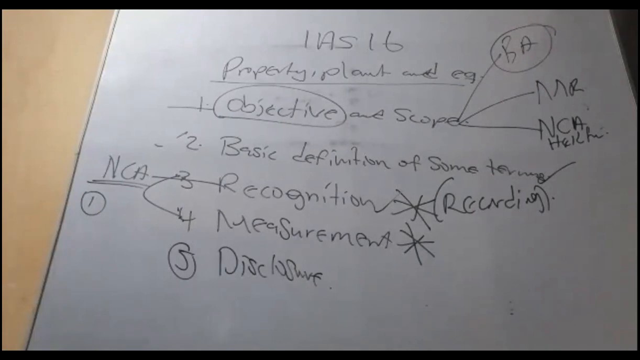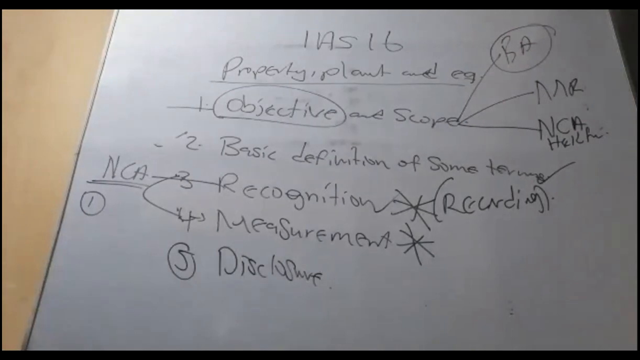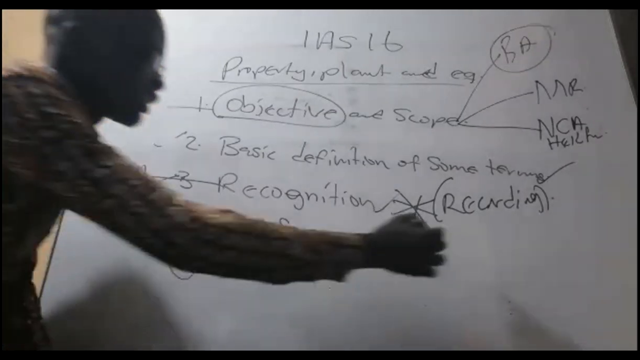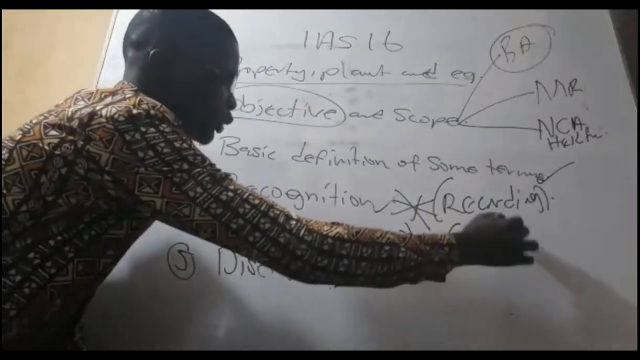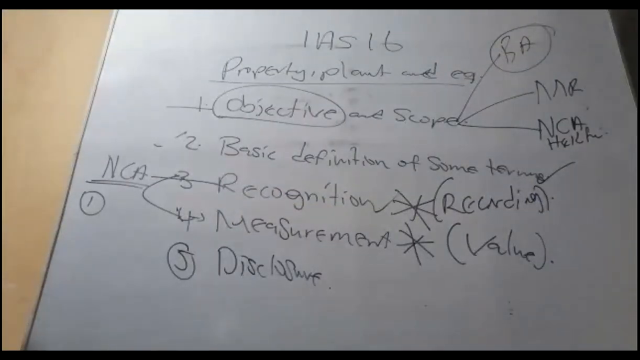Then we talked about the measurements. So that's where we start our first illustration, our first question. Then we start solving from there. So measurement. We said that measurement simply means how to get a value. Valuation. That's the meaning of measurement. Recognition, recording, measurement, valuation. We are done.